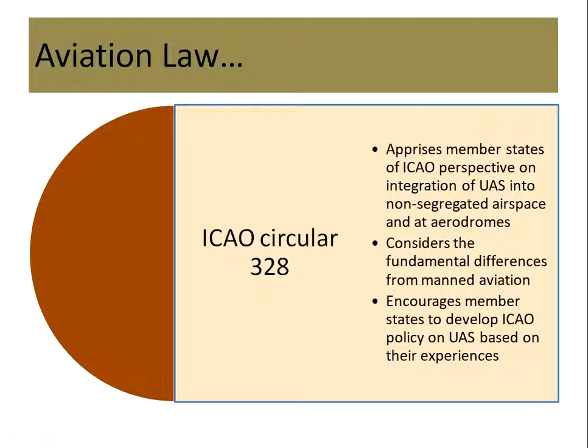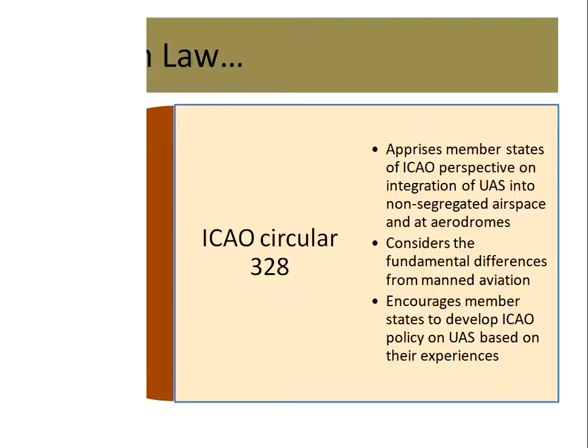This circular apprises member states of ICAO's perspective on the integration of remotely piloted aircraft systems into the non-segregated airspace and at aerodromes. Non-segregated airspace just means that airspace which is available to both manned and unmanned aircraft. This circular also considers the fundamental differences between remotely piloted aircraft systems and manned aviation. It encourages member states to develop policies to assist ICAO in developing policy on remotely piloted aircraft system based on the experiences which have been achieved in each of the respective countries.